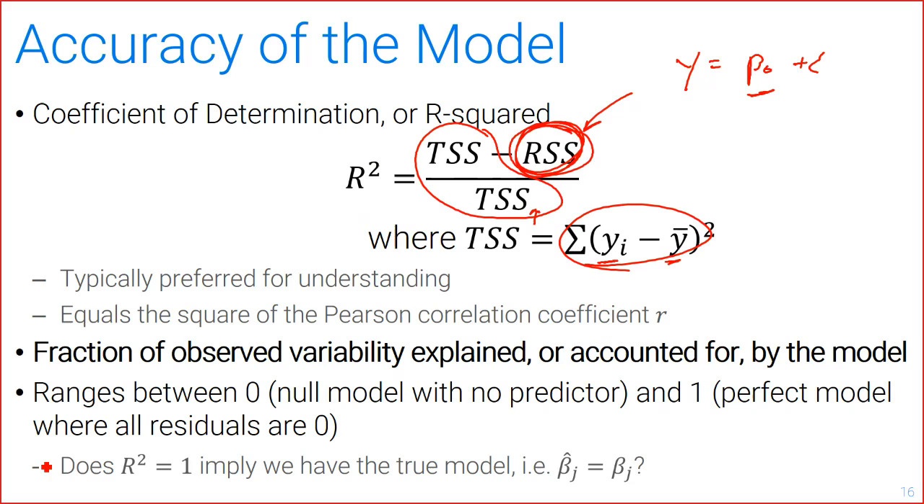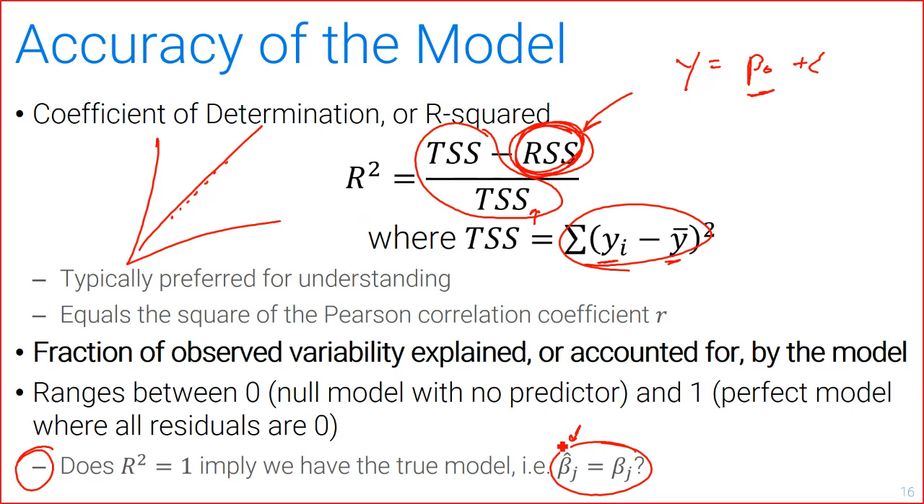And as a question for you to think about, here we have, does the R-square equal 1? So that means if I have an essentially perfect model that goes through all the observations, no residuals, does that imply that the estimates that I have for the coefficients are the true coefficients? Think about it. We can talk about this question next week during the Q&A.